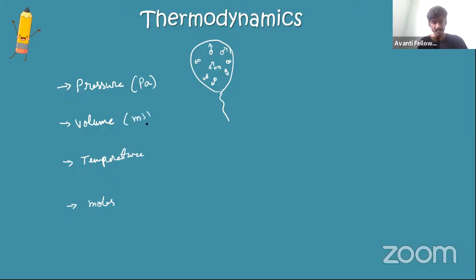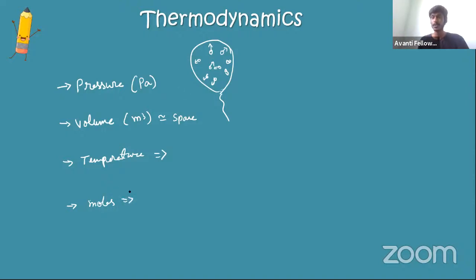Usually the meter cube is the SI unit, and this is nothing but how much space it is going to occupy. And temperature, so it depends. Is the air we are blowing cold? Since we are blowing it from our mouth, it will have body temperature. So the temperature parameter is also very, very important to understand thermodynamics.